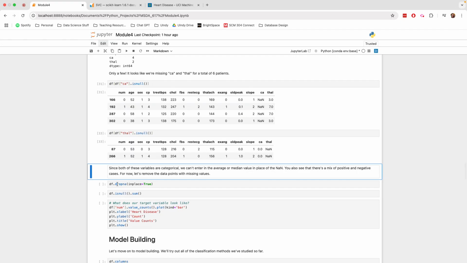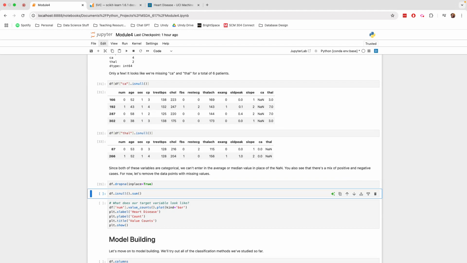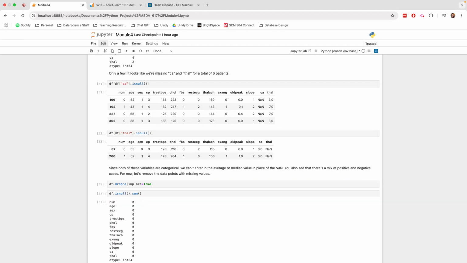And to do that, I can just say, take my data set, drop the rows where it's NA, and inplace equals true means do that here in place without me having to redefine my data set. And now when I rerun this, are there any null values? No.